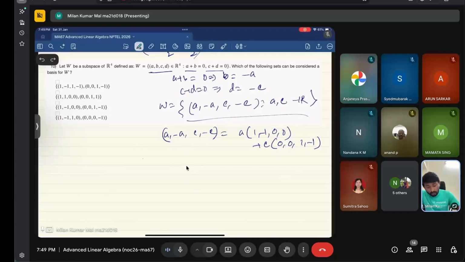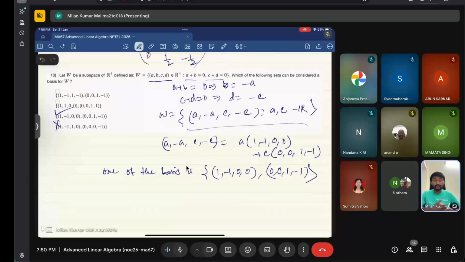So that's why one of the bases is (1, minus 1, 0, 0) and (0, 0, 1, minus 1). Is it matching with someone? Yeah, this is matching with the third option, so that's why the third option is correct. Let me check the fourth option. The fourth option is not correct because here a is 1, b is minus 1, c is 1 and d is 0, then c plus d does not become 0. So that's why the fourth option is cancelled out.